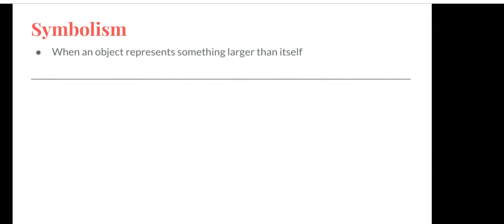So I am assuming, I hope, that you have probably heard of symbolism before, though it might be kind of new, the actual process of finding symbols in the text. When we think about symbols, and this is the part that you will want to write down, symbolism is when an object represents something larger than itself. Okay, when an object represents something larger than itself.